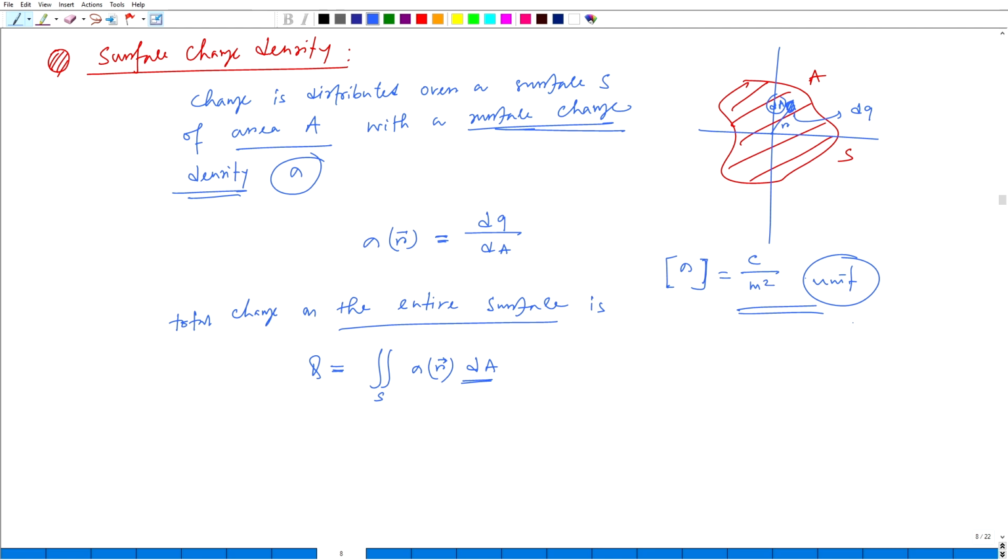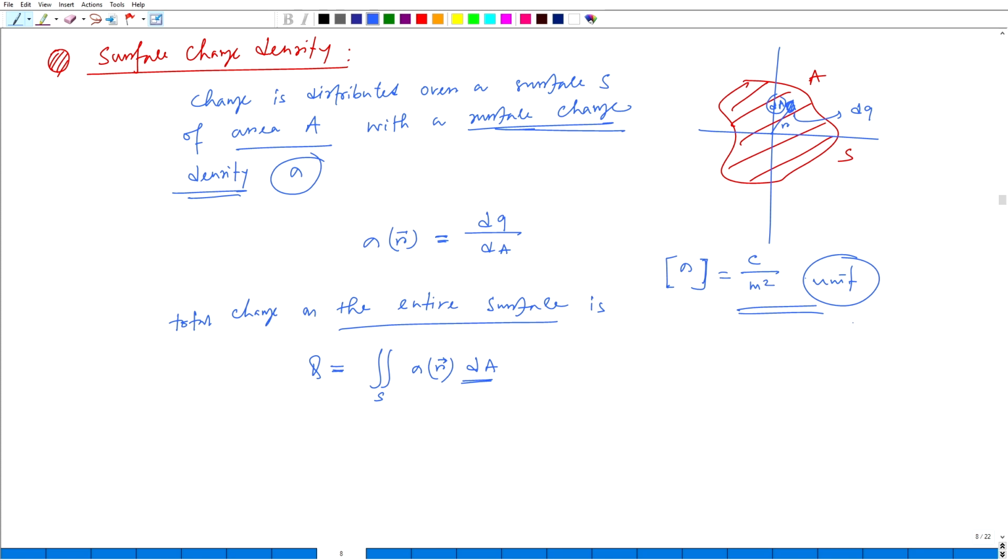Next we calculate the charge for a certain system and then the electric field. One more thing: if the charge is distributed uniformly over the entire surface, then sigma does not depend on the distance r. So this is constant and we can take it out of the integral. We will solve problems and it becomes more clear. So, let us start with an example.